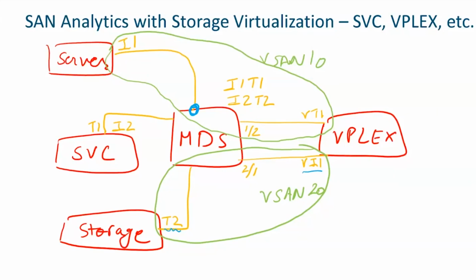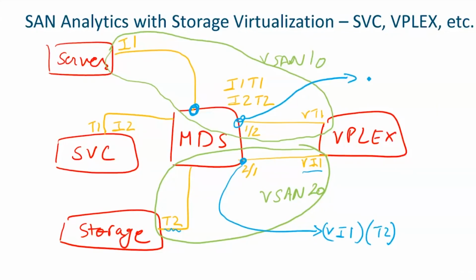But the other point is what you see on the wire. Let's say I enable analytics on this port, which is connected to VI1 on VPLEX. The flow that we see here is VI1, that's my initiator, and my target is T2. I don't see I1 here. However, if I monitor here, I see I1 and I see VT1. I don't see T2 here.